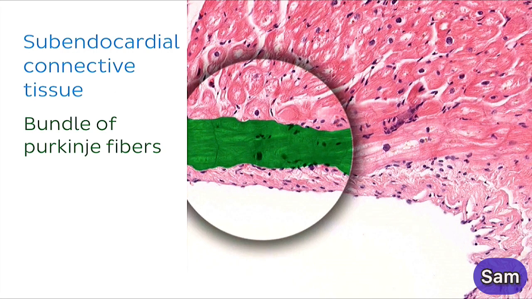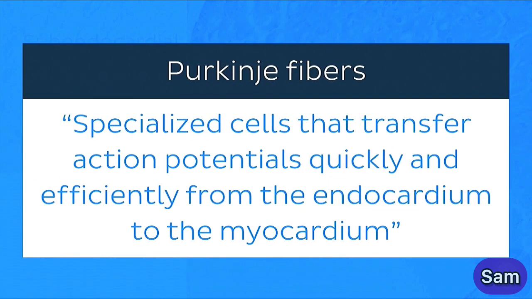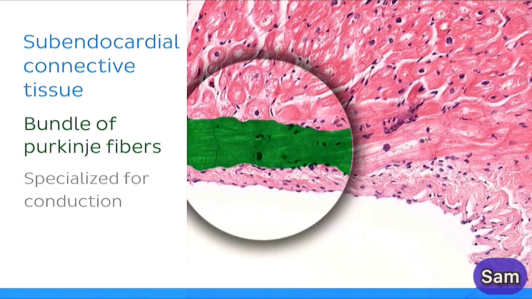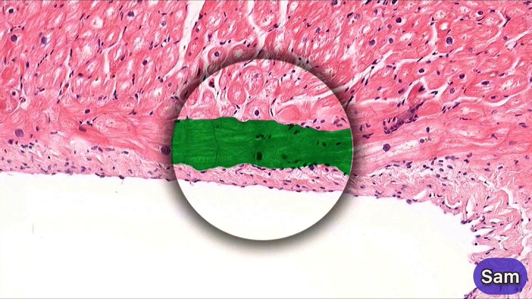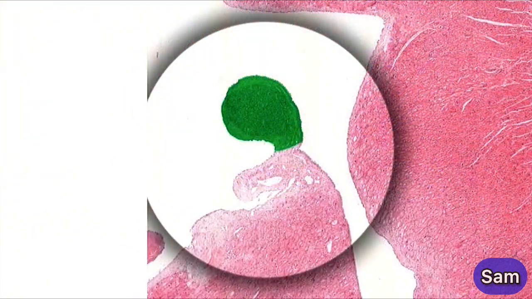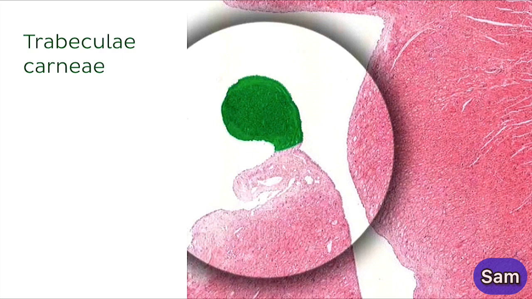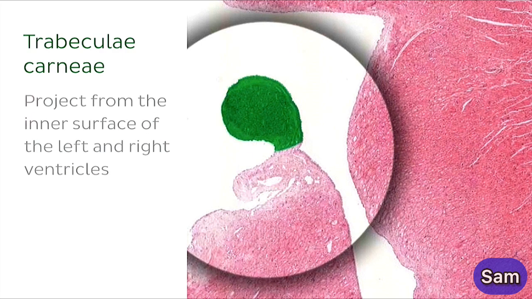These cells are specialised for conduction, and keeping in mind that the subendocardial connective tissue is closely associated to the myocardium, the Purkinje fibers are able to transfer an action potential quickly and efficiently from the endocardium to the myocardium. It should also be noted that the Purkinje fibers spread from the atrioventricular bundle of His and go on to innervate the ventricles. Here in this micrograph we see the trabeculae carneae, which are muscular columns that project from the inner surface or walls of the left and right ventricles.